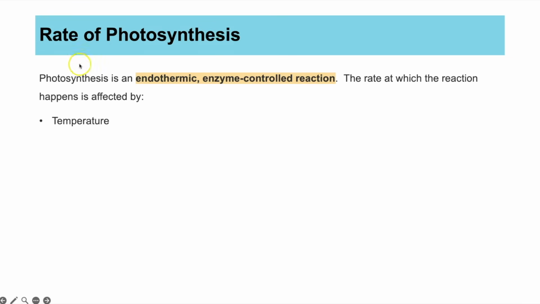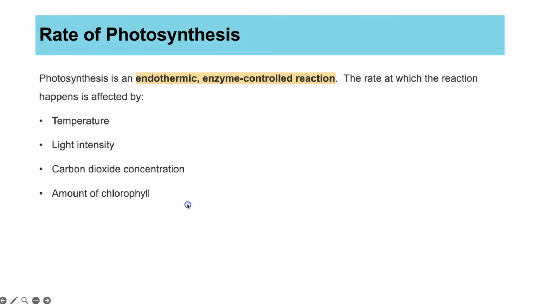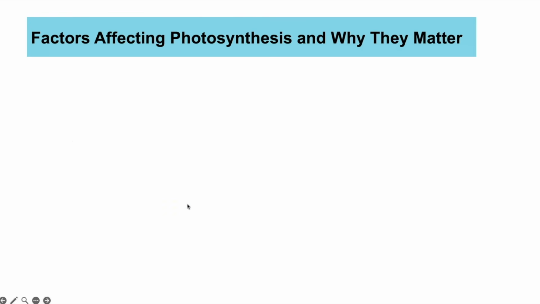We've already said one of the key marking points is it's an endothermic reaction, meaning it needs energy taken in for the reaction to occur, but it is also an enzyme-controlled reaction. And for that reason, there are certain factors that will speed up or slow down the rate of photosynthesis. One of those is temperature. Light intensity also has an impact because light energy is required for this reaction to occur. Carbon dioxide is one of the reactants, so that is going to have an impact as well. Also the amount of chlorophyll, because that absorbs the light energy. So let's go through each of those in a bit more detail.